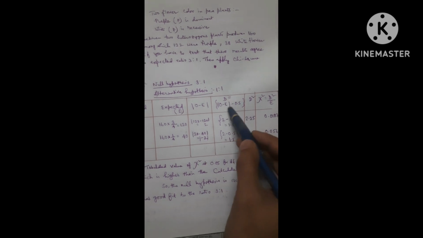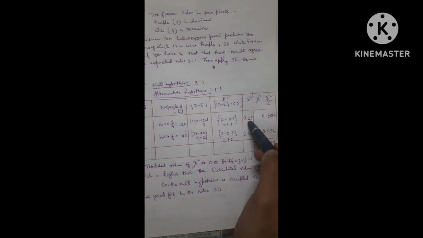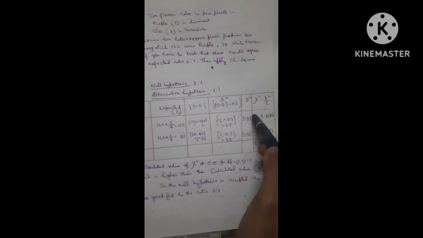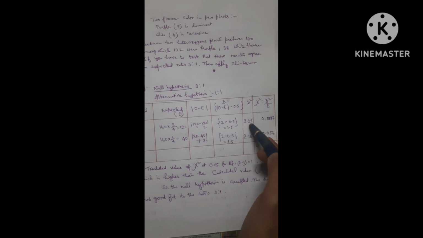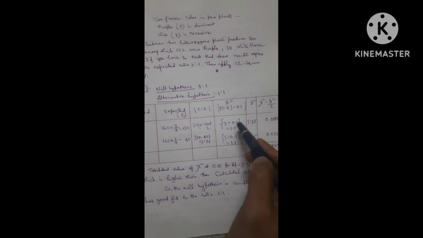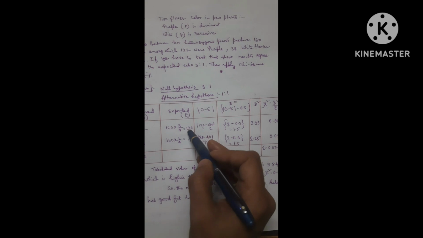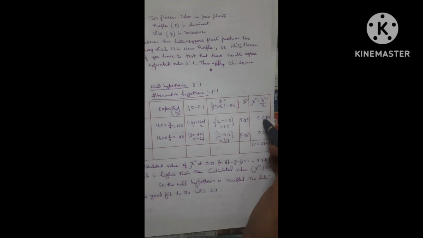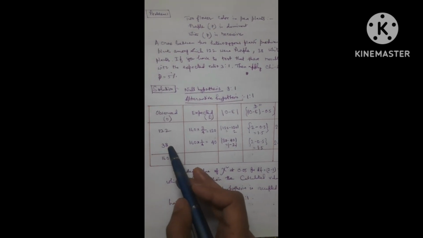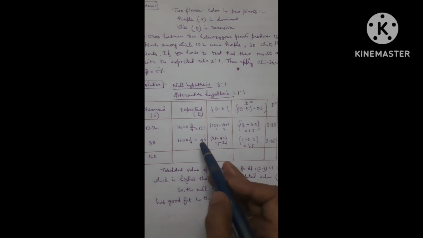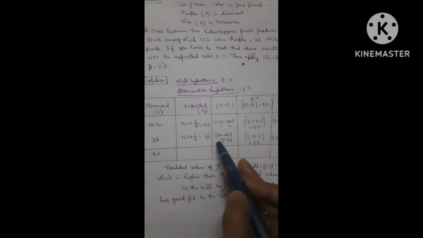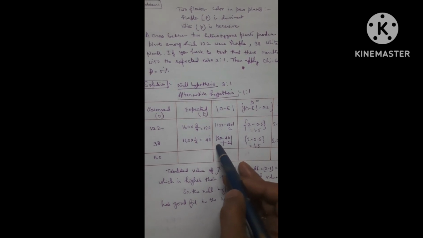D square means the whole square of this. Okay, so you can get this value, and chi-square means 2.25 divided by 120, you will get this value. Okay, likewise you can do the second row.